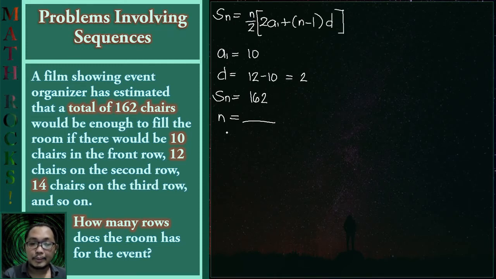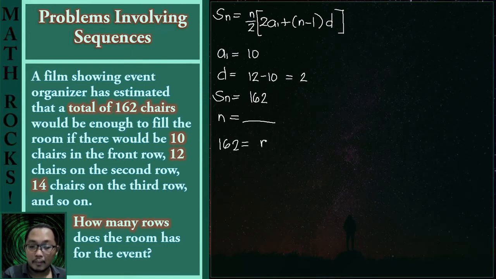Okay, now let us substitute all the known quantities in the problem in our formula. So here we have the S sub n equal to 162. And for our n, since we do not know the value of n yet, it remains what it is. And for our a sub 1, we have a value of 10.